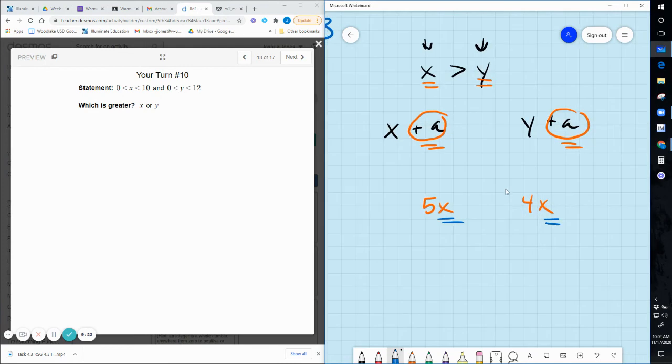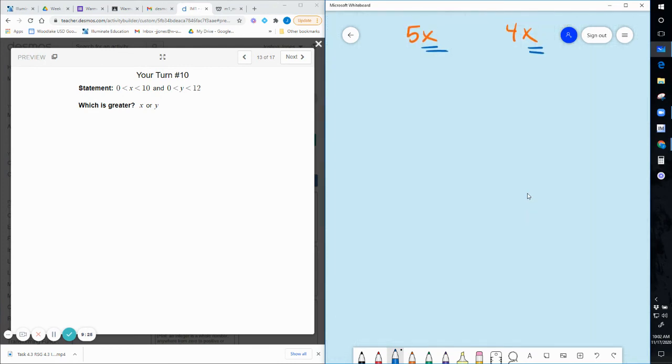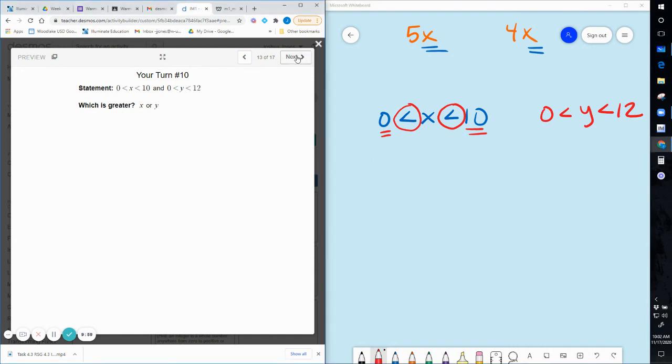All right, and then now we have a little bit different. Okay, we have a range of numbers. So my statement says 0 is less than x and x is less than 10. Okay, so basically it's saying x has to fit between these two numbers, but can't equal any of those numbers because this is not less than or equal, it's just less than. So any number between 0 and 10, not including 0 and 10. And then y is any number between 0 and 12, not including 0 or 12. So pick some numbers, see which one is greater, x or y.